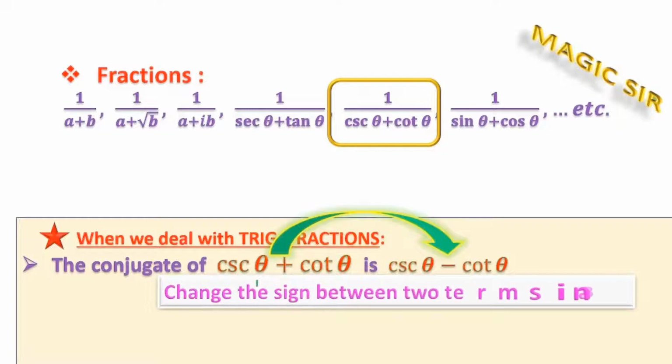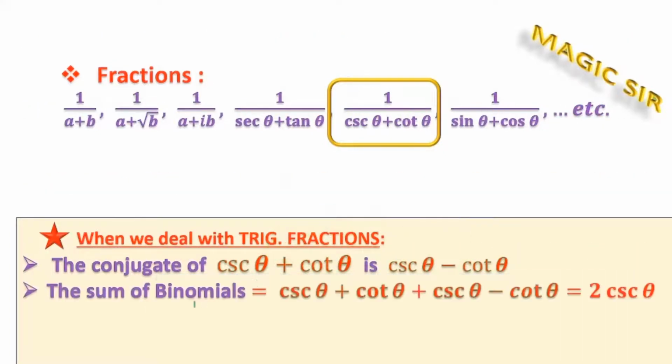Just change the sign between cosec theta and cot theta. The sum of binomials is equal to cosec theta plus cosec theta minus cot theta. Here, positive cot theta cancels with negative cot theta. Therefore, the sum is equal to twice cosec theta.